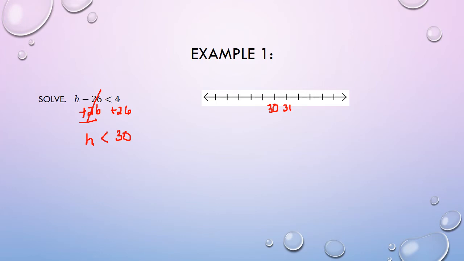31 is to the right of it, to the left of it is 29. If you want to fill out your number line completely, you can. All I'm worried about is 3 numbers there. Now, because this doesn't have the equal, the line underneath it, this is going to get an open circle, and it's less than, it's pointing to the left, so we shade to the left.